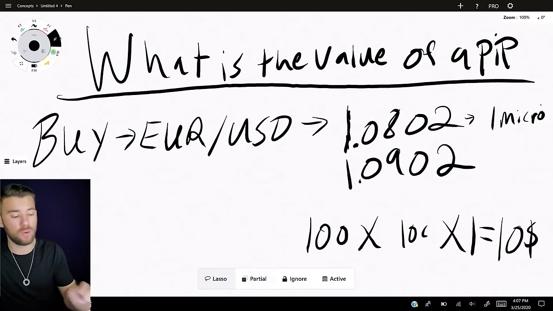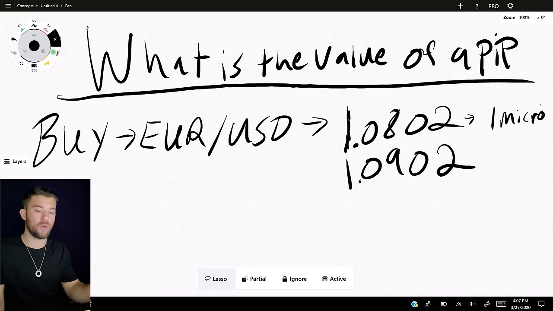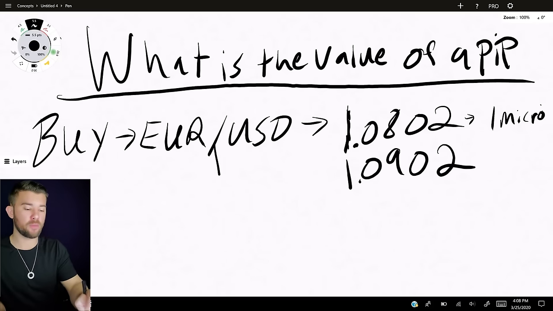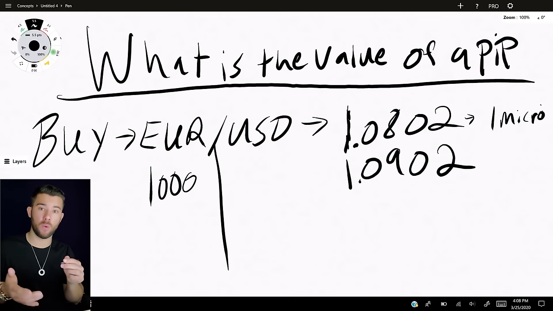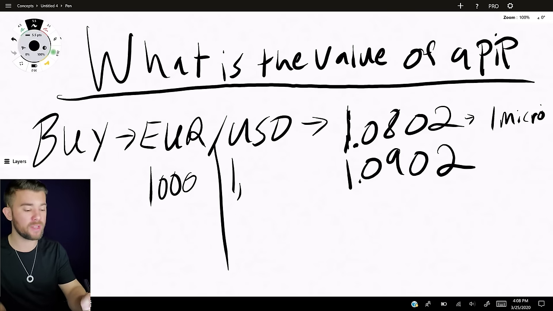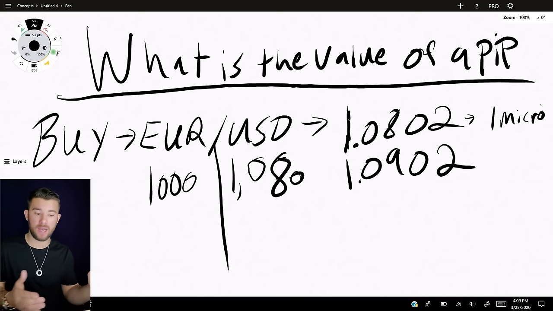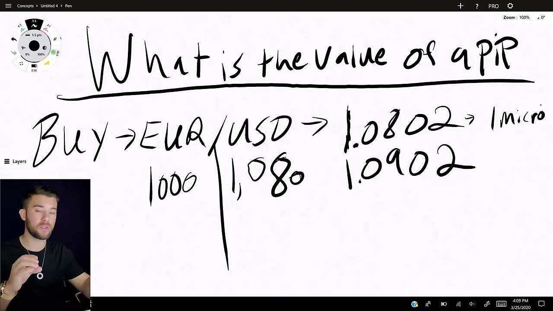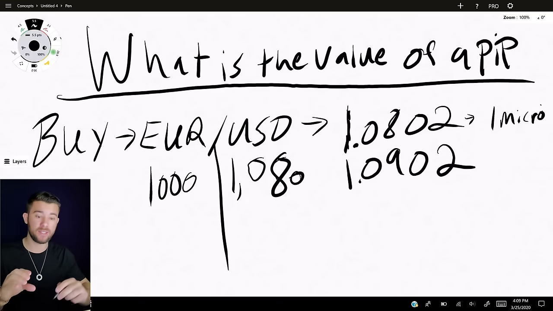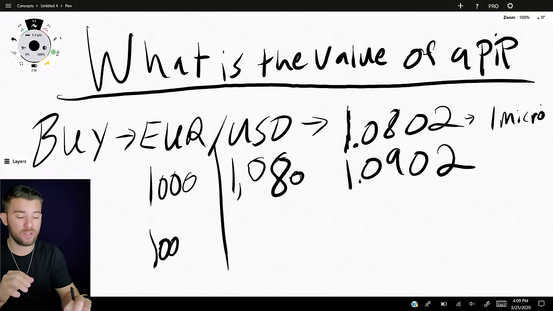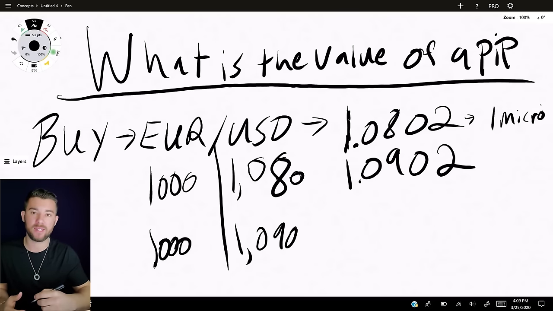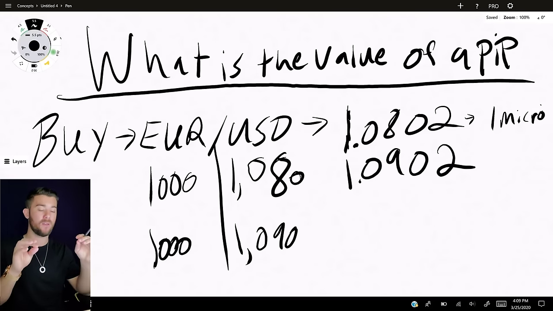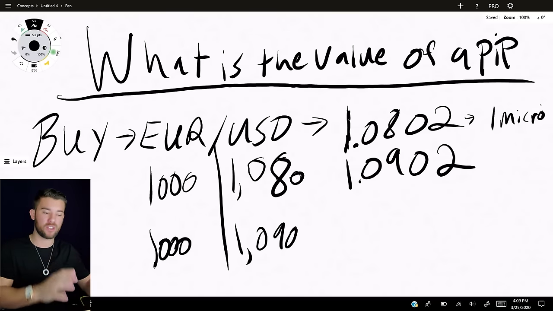So as we do with every other lot size, let's look at it in a different way. You're telling your broker, I want 1,000 units of the euro. And they're telling you, if you want 1,000 units of the euro, we're going to charge you $1,080. And you say, okay, I'm fine with that. You exchange it, you hold that 1,000 euros until the price rises by 100 pips. And when it does, your same 1,000 euros is now worth $1,090 because of that rise in price. So that's exactly how the value of a pip works when using a certain lot size.